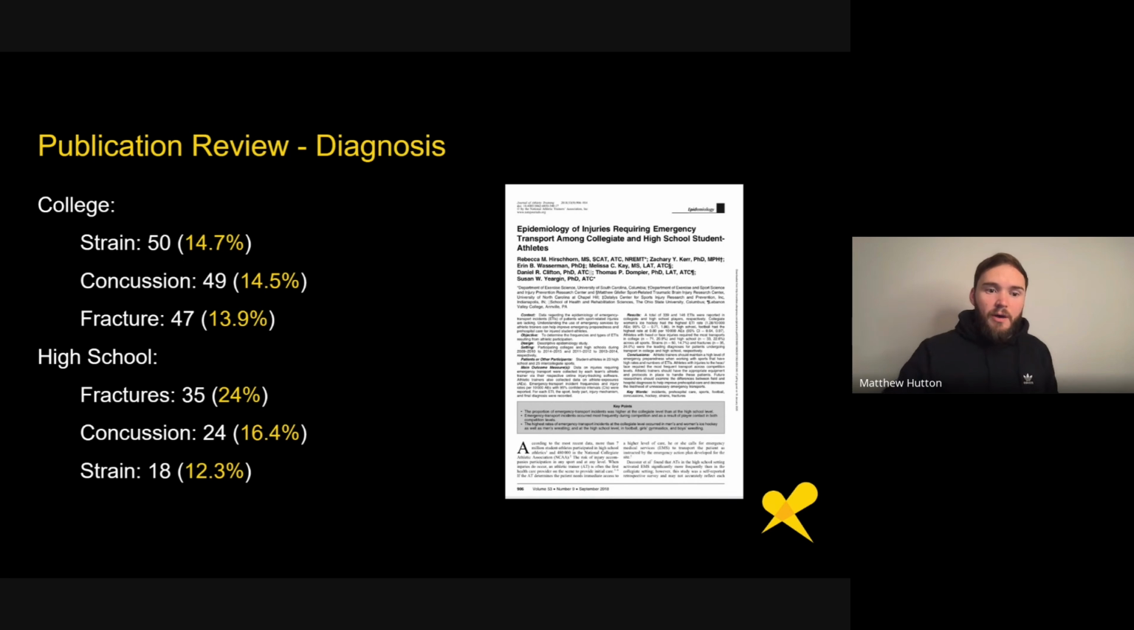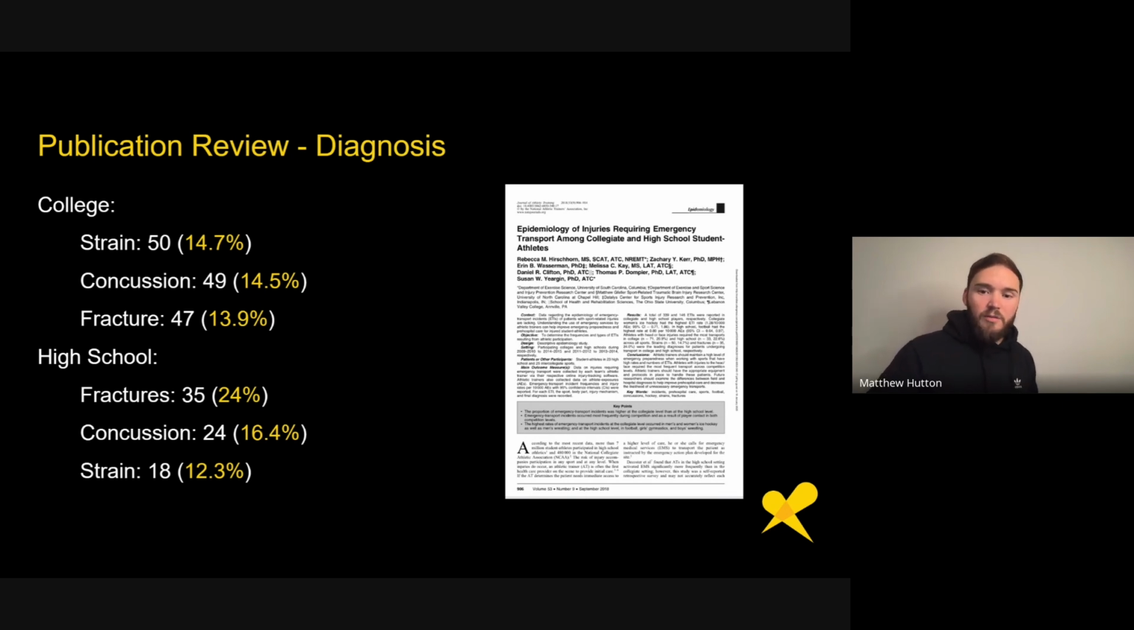And then again, talking about the fracture incidence rates. In college, you see that is one of the lower. It's the third most sent for ETIs. But then in high school, it's number one. So again, those skeletally immature athletes, got to be aware of that.